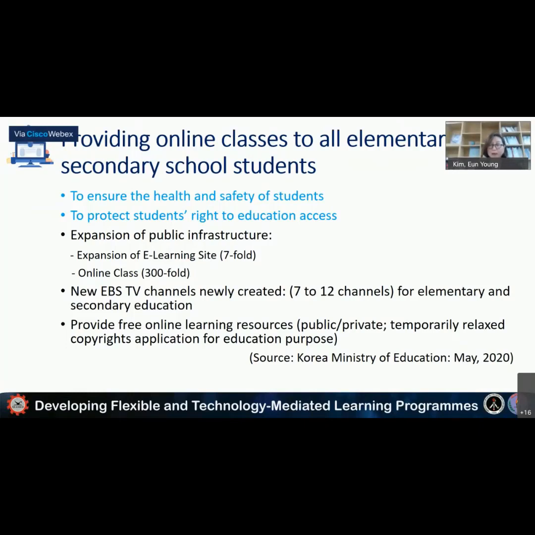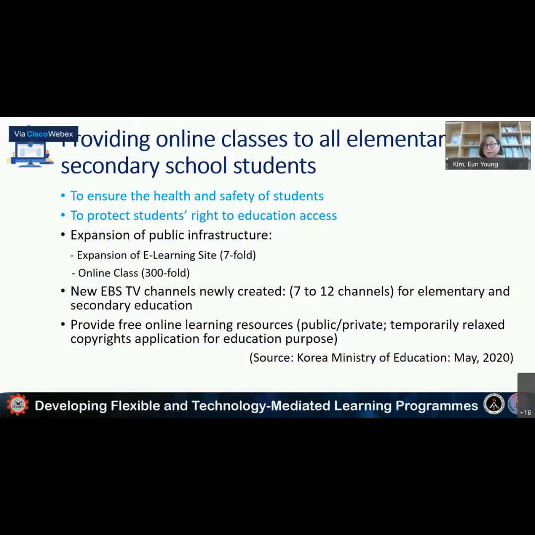The e-learning site had to be expanded sevenfold. And then the materials have been increased 300-fold. So think about how much work has been done by the government and the teachers and other people. And new EBS TV channels were newly created.